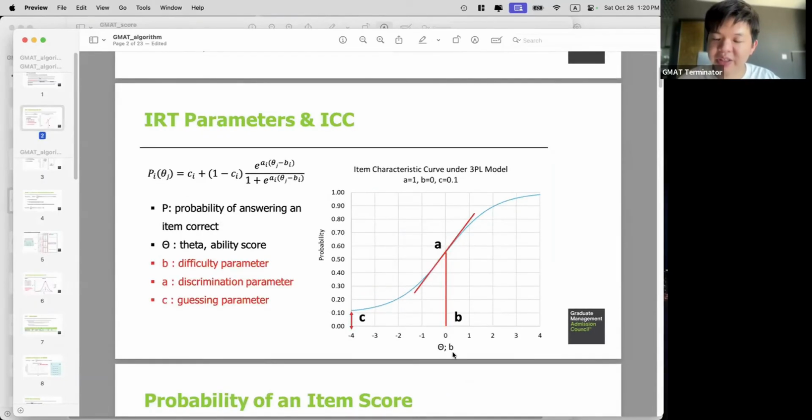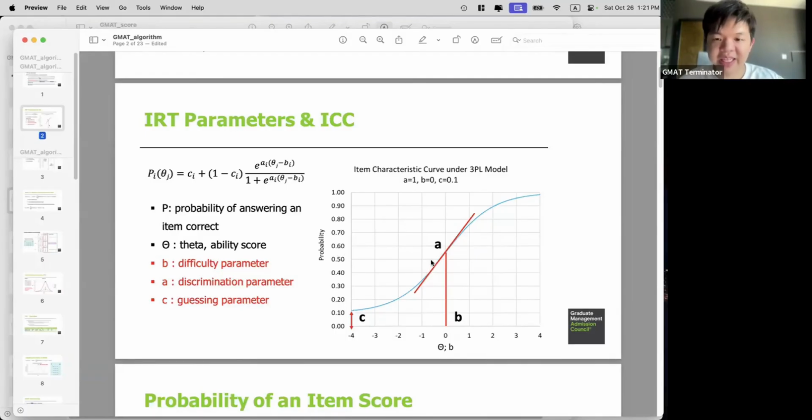B represents difficulty. It will be located around the middle at about the 50% mark, the point where the correct answer rate is 50%. Just imagine, the higher a person's ability, the higher the probability they will get this question right. The lower their ability, the lower the probability. So if a person's ability is right in the middle, this refers to people who have a 50-50 chance of getting this question right or wrong. At this point, the corresponding ability level is exactly the difficulty of this question.